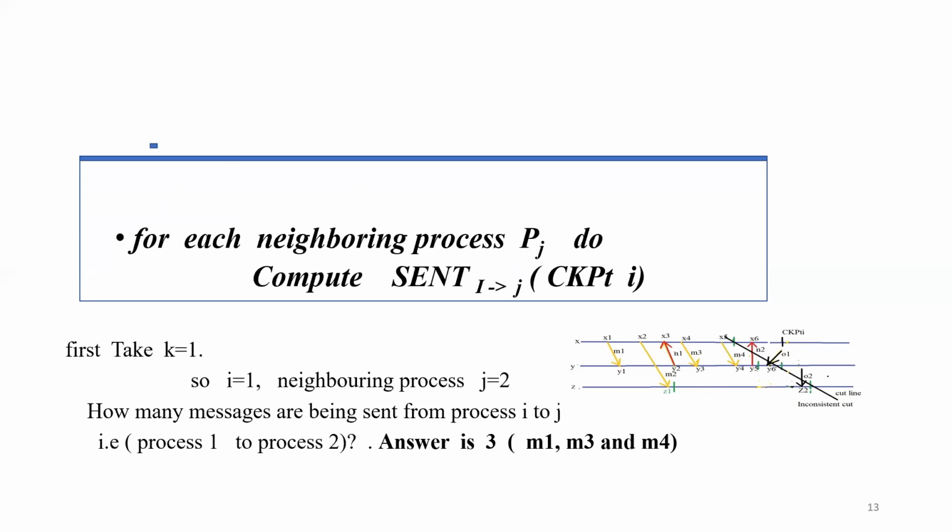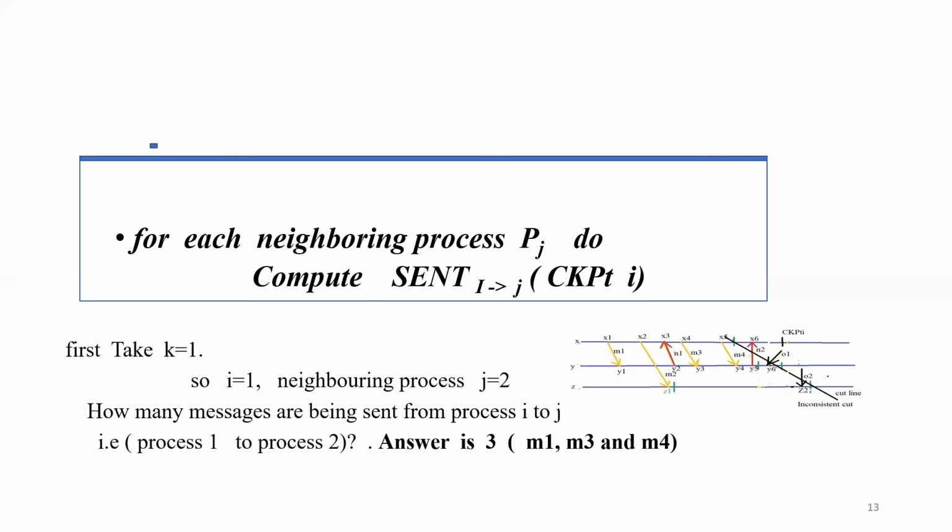How many messages are being sent from I to J? That is X to Y, that is process 1 to process 2. The answer is 3. Three messages are being sent from the process X to Y. They are M1, M3, and M4. Let us see the diagram. Only 3 messages are sent from X to Y: M1, M3, and M4. Carefully see the diagram, you can understand. How many messages are sent from X to Y? 3: M1, M3, and M4.